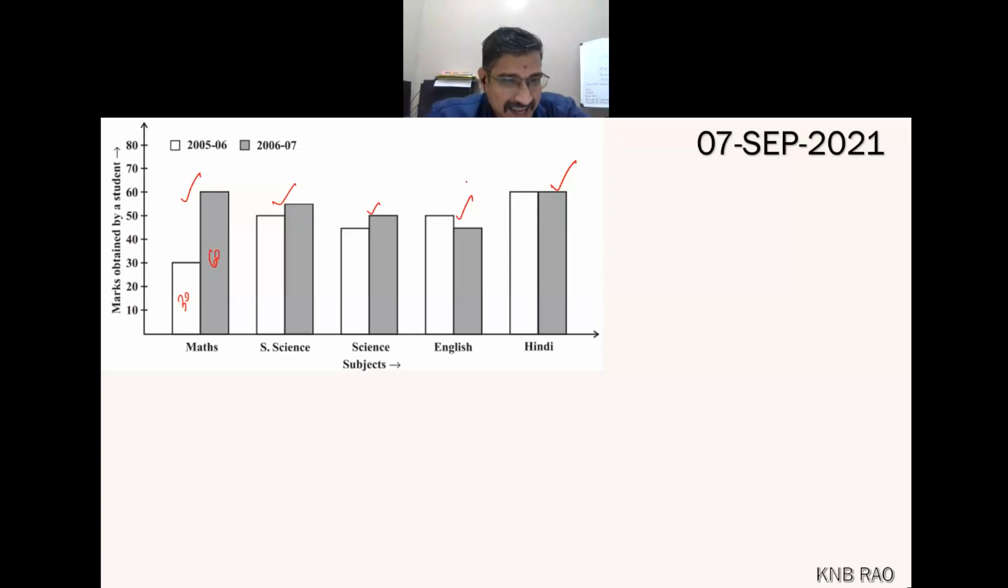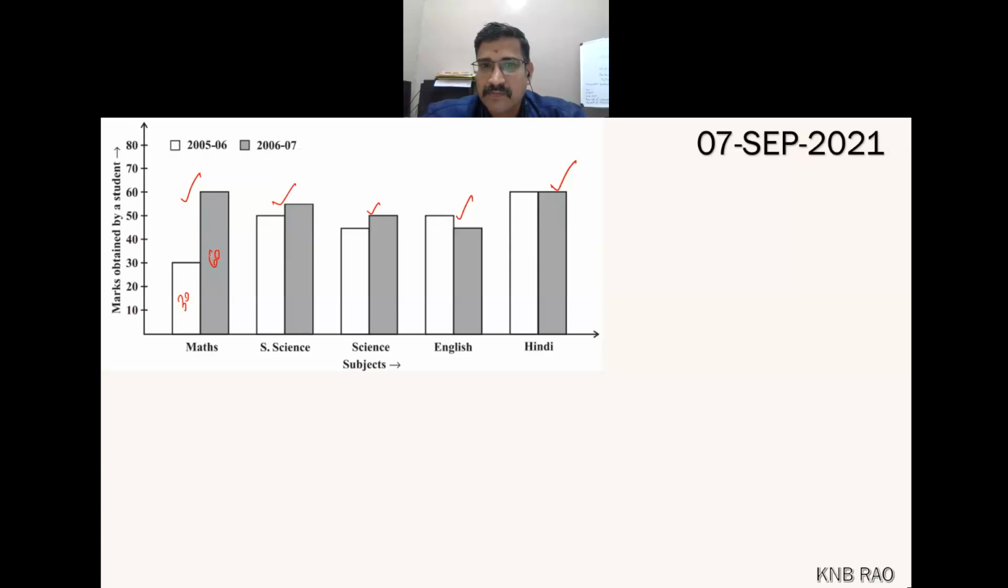So Bhushan sir is a very good teacher. It is vice versa. 30 in your class 8th and 60 in your class 7th. So I made you come down rather than increasing. So I'm very strict and give fewer marks also.